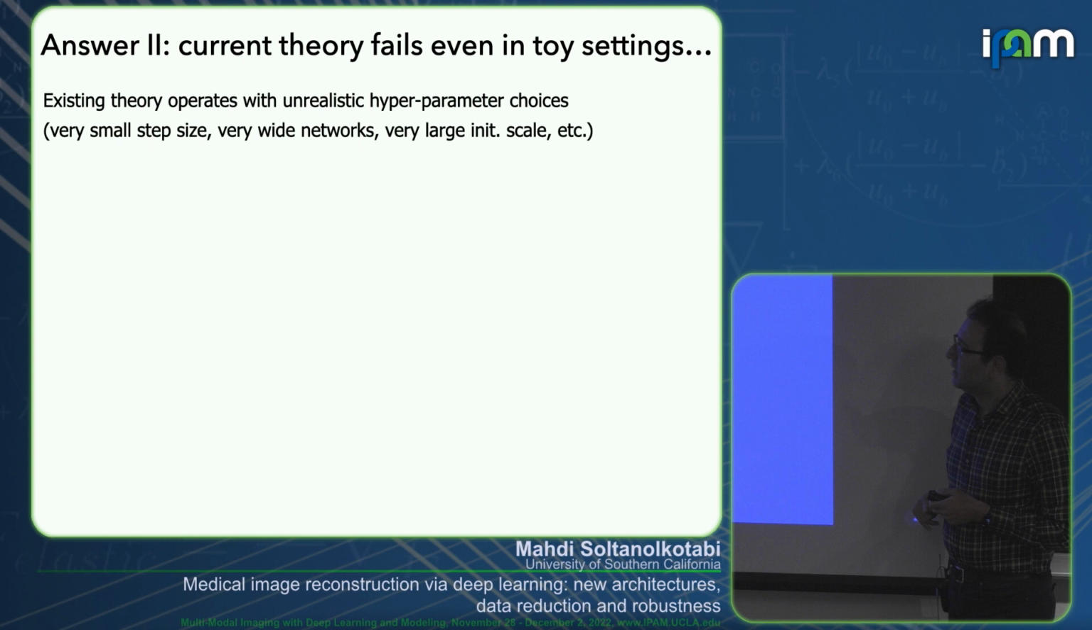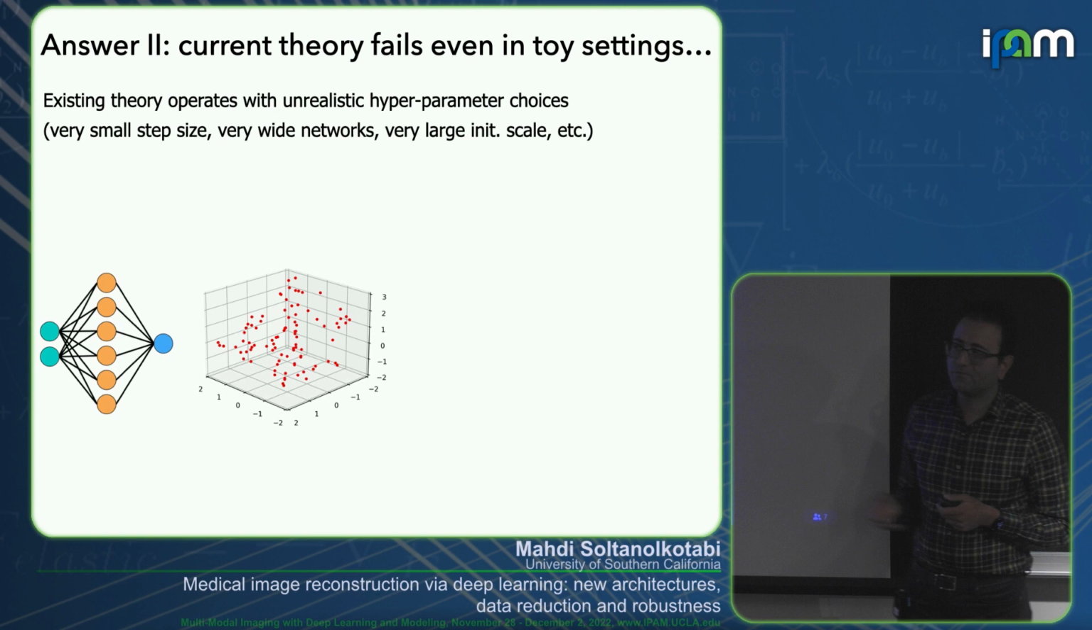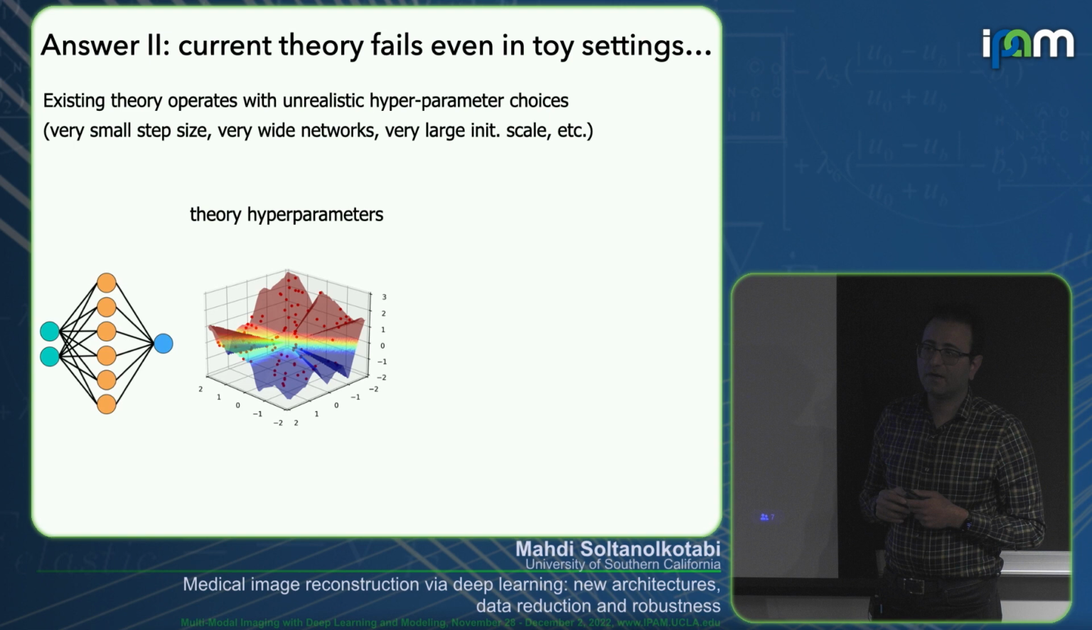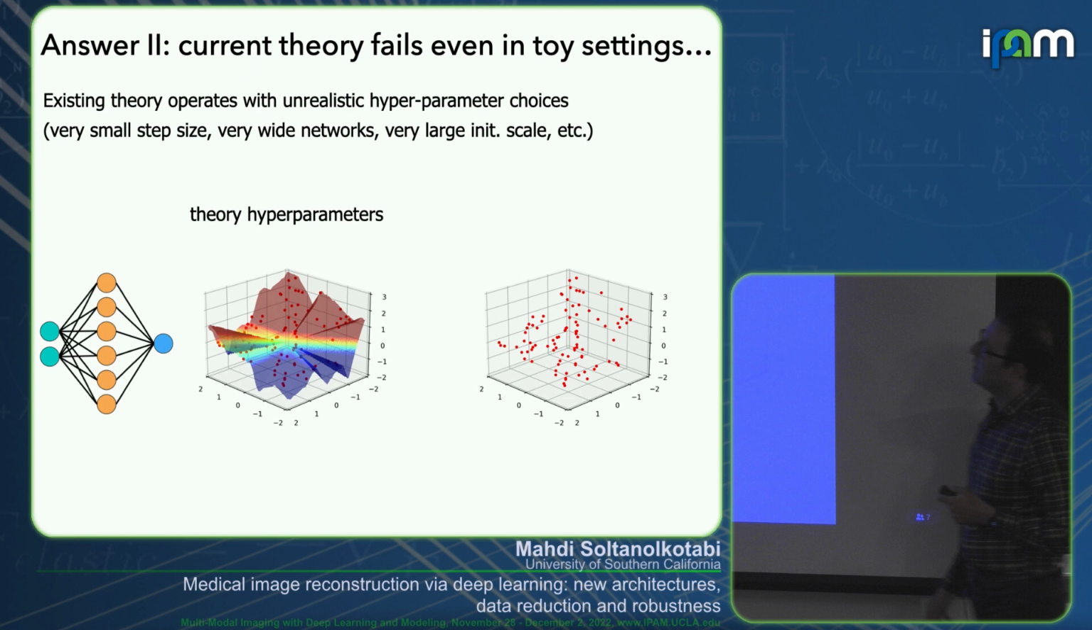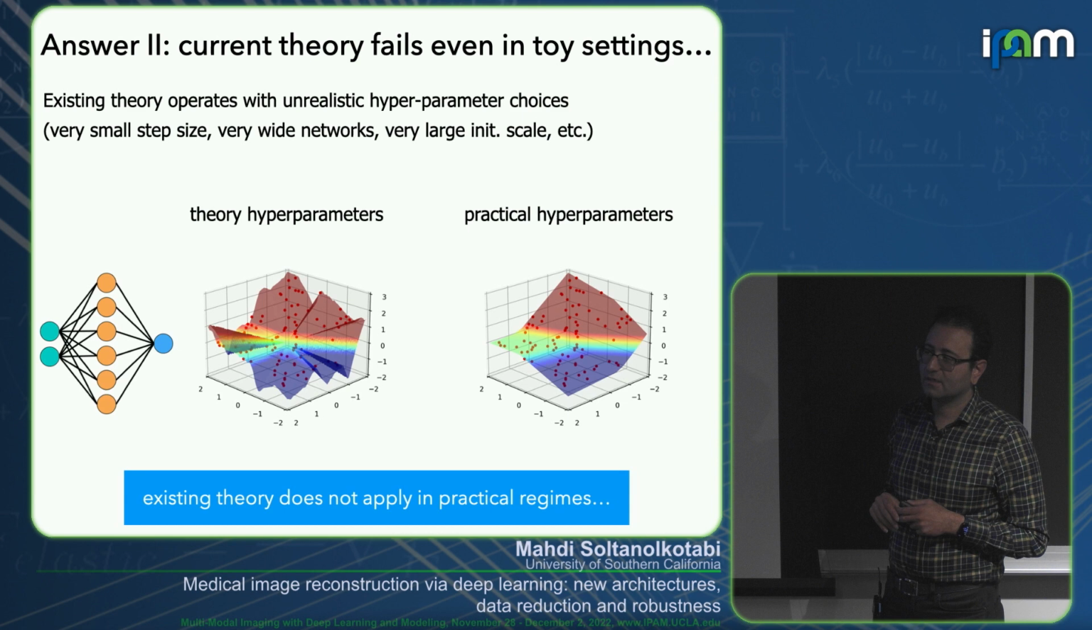To demonstrate this, let's keep things simple. Just have a one hidden layer neural network, okay? And I'm going to try to fit a bunch of points in 3D using this one hidden layer neural network. If I use these theory-oriented hyperparameters, I get very erratic surfaces for interpolating these 3D points. Whereas if you use the ones that are used in practice, you get much smoother, nicer surfaces, okay? So even in these toy settings, existing theory is not telling us the right answers, okay?